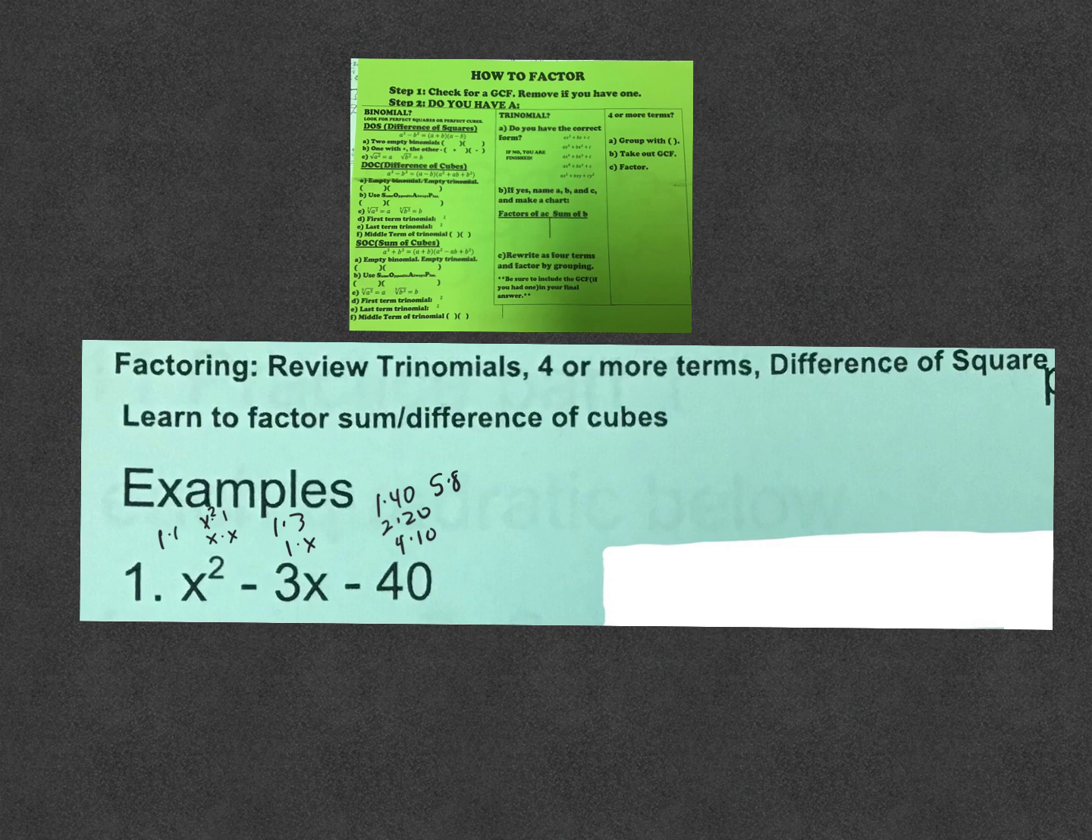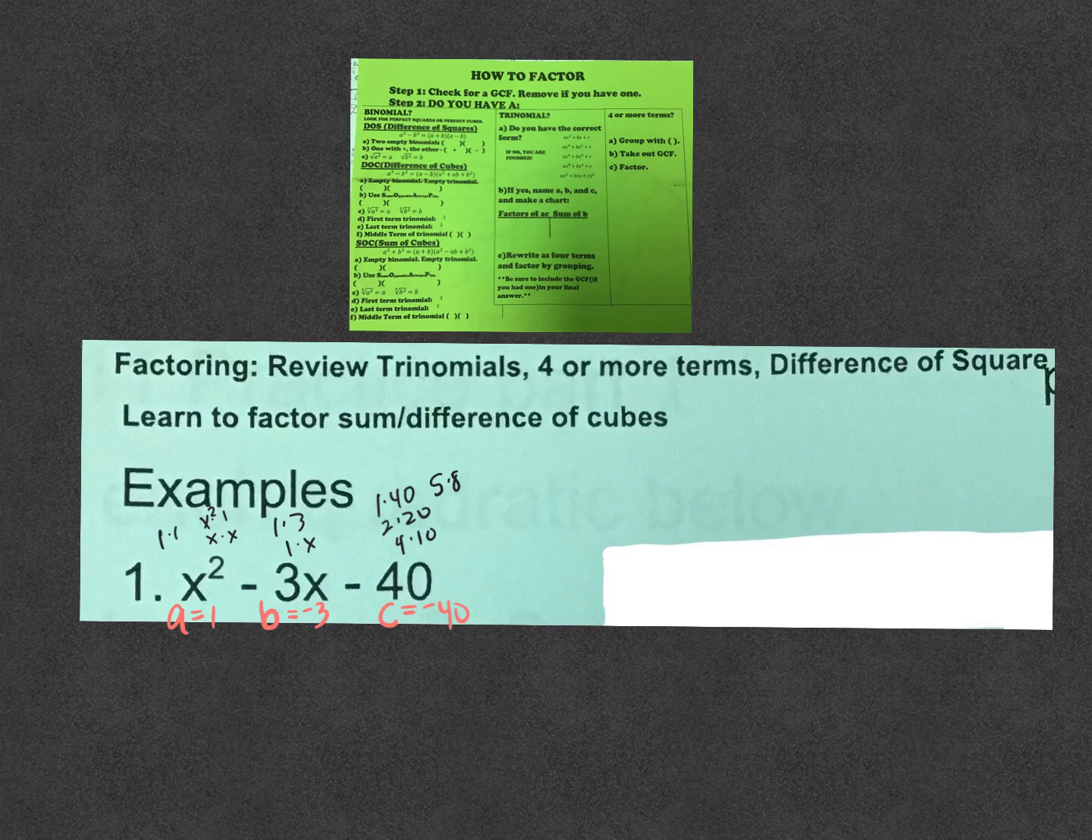For letter B, it says if yes, name A, B, and C. Ax squared plus bx plus c. Ax squared plus bx plus c. So that's what I'm going to do now. I'm going to name A, B, and C. A is 1, B is negative 3, and C is negative 40. So I named A, B, and C.